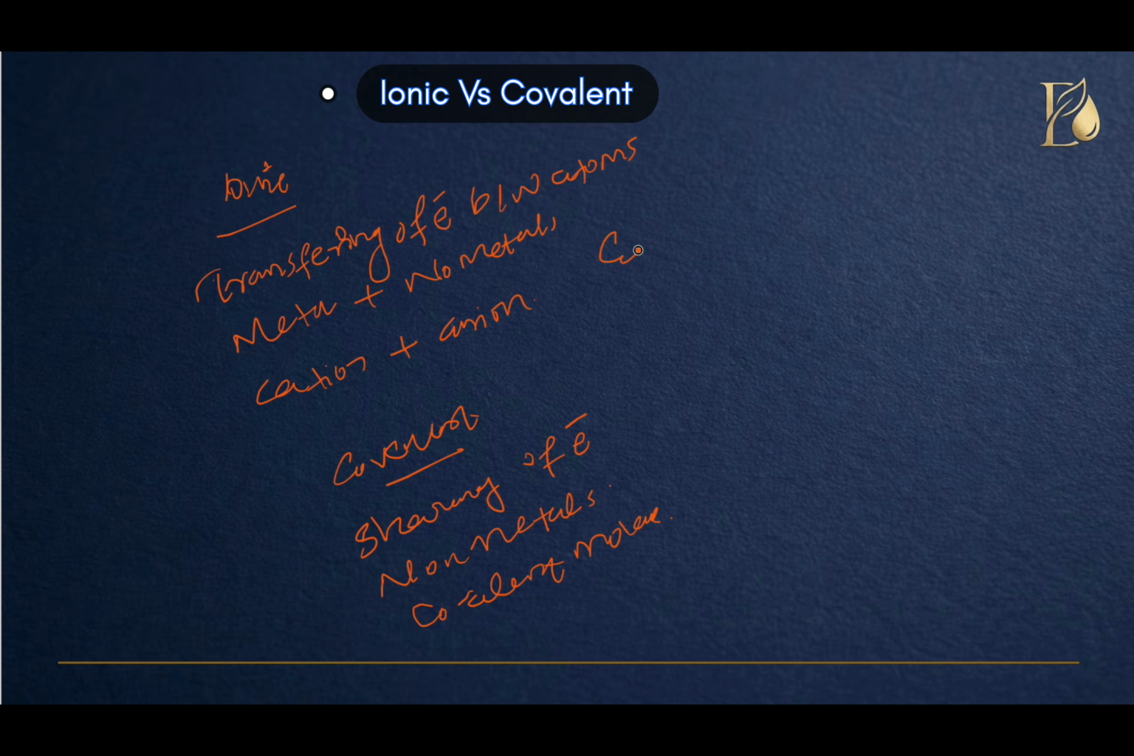What is the example for ionic bond? We can take the example of sodium chloride formation, NaCl. And for covalent bond, we can take the example of the H2 molecule or the CH4 molecule. Clear? This is the difference between covalent bonding and ionic bonding.